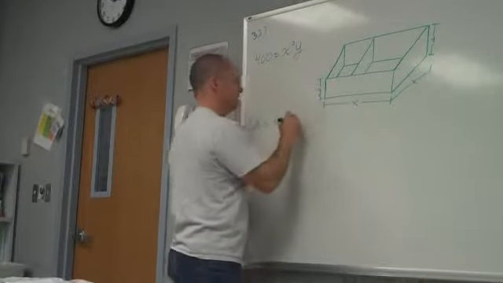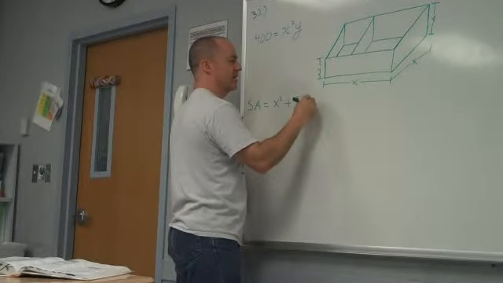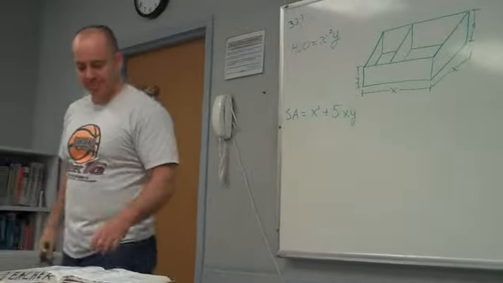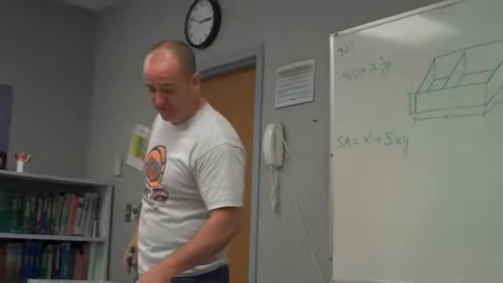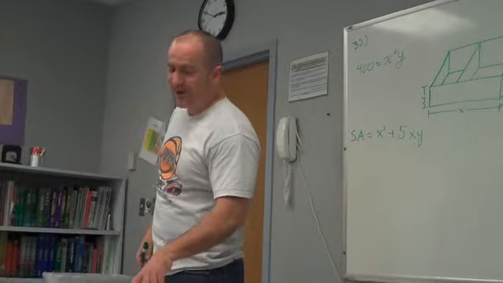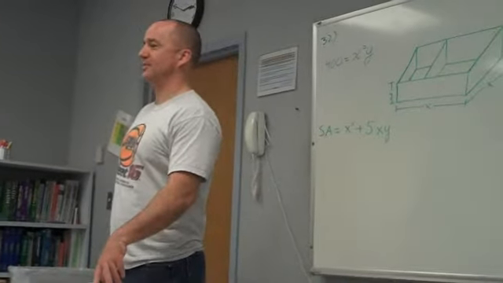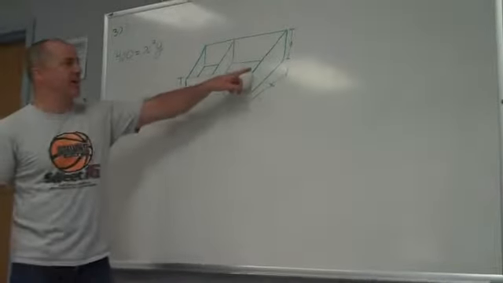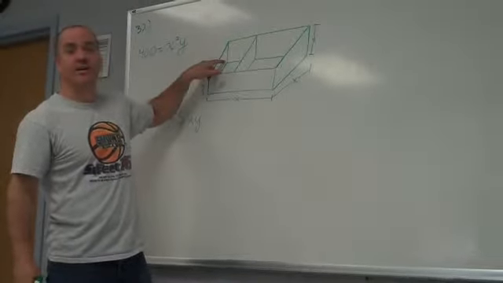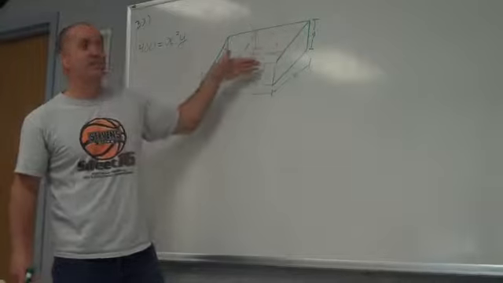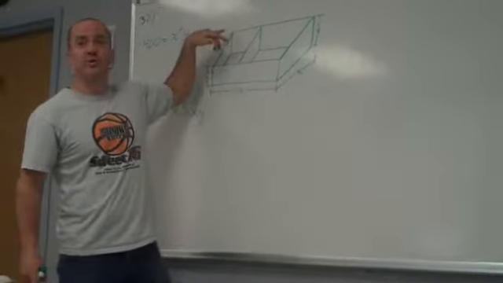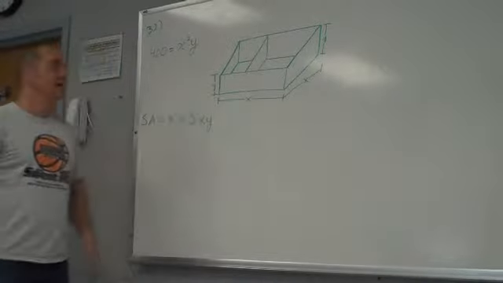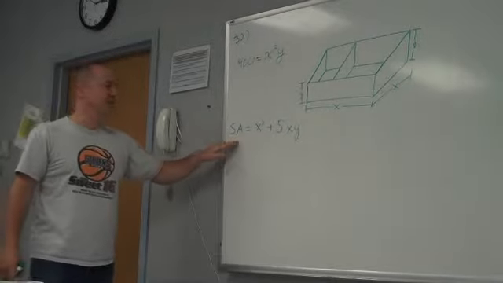Wait, why do we need that if it just says express the surface area? Let me take the phrasing: express the amount of material needed to construct the box. I hate math wording. We got three parallel things like this, and then these two parallel ones in the back. We got front and back and the three sideways ones. Okay, so this is my surface area function.